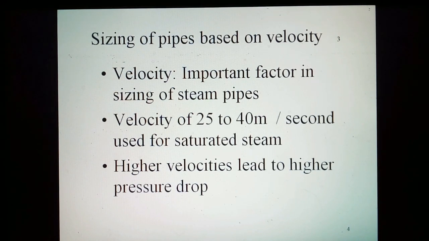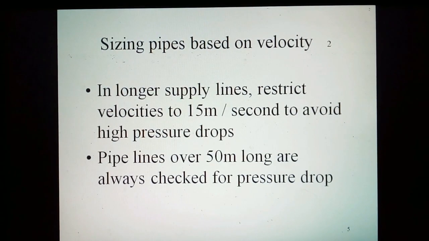Even these velocities can be high in terms of their effect on pressure drop. In longer supply lines, it is often necessary to restrict velocities to 15 meters per second to avoid high pressure drops. It is recommended that pipelines over 15 meters long are always checked for pressure drop, no matter what the velocity.